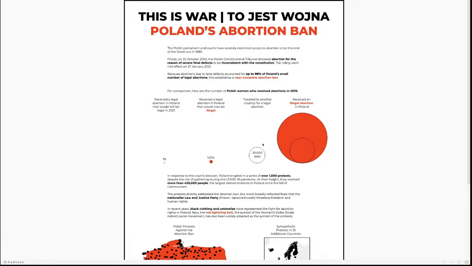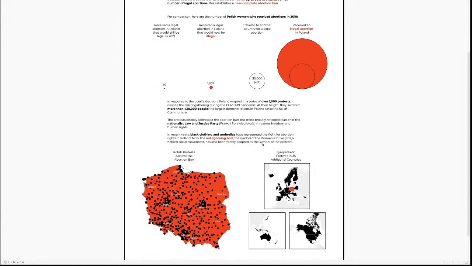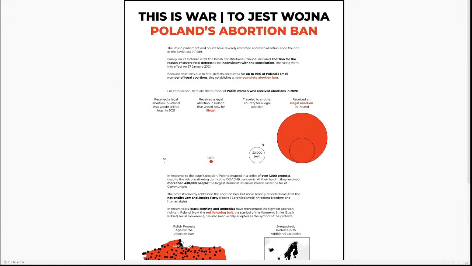I need to look at the text because I was looking at the image first, and I think my first impression is very eye-catching, and I want to know more. Yeah. And I like that the title has "this is war," and then the translation next to it. I think that's a really nice touch, a simple, small detail, but I like details like that.